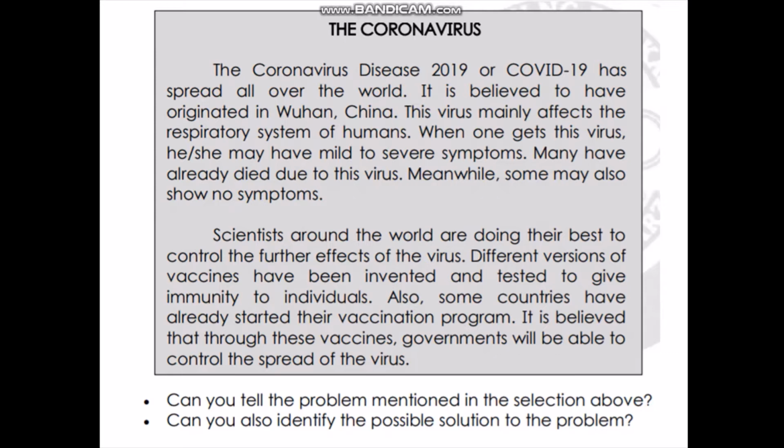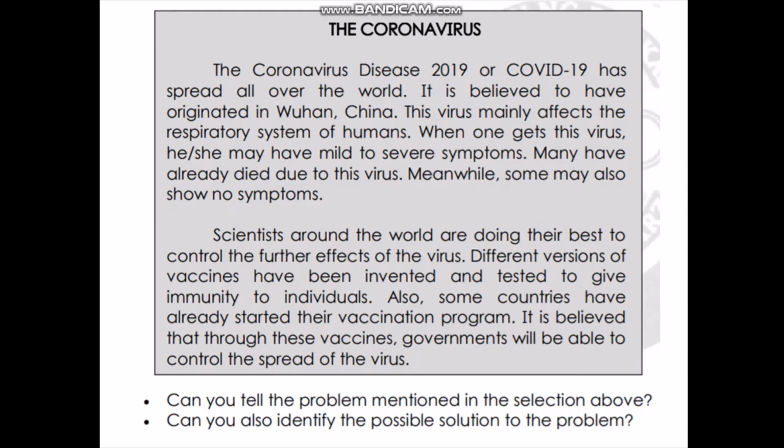Scientists around the world are doing their best to control the further effects of the virus. Different versions of vaccines have been invented and tested to give immunity to individuals. Also, some countries have already started their vaccination program. It is believed that through these vaccines, governments will be able to control the spread of the virus. So, now let's answer this question. Can you tell the problem mentioned in the selection above? What is the problem in this selection?